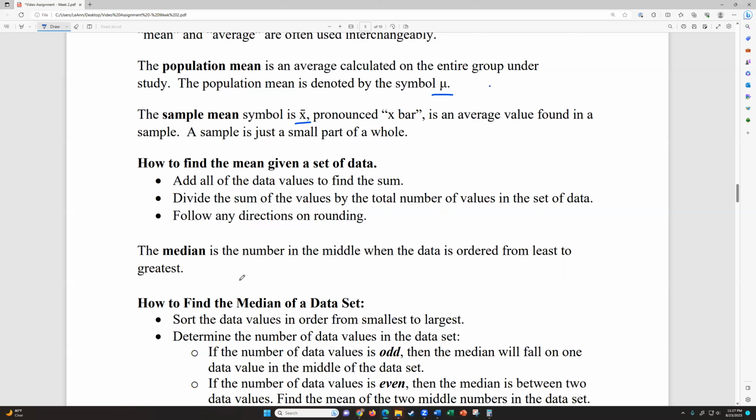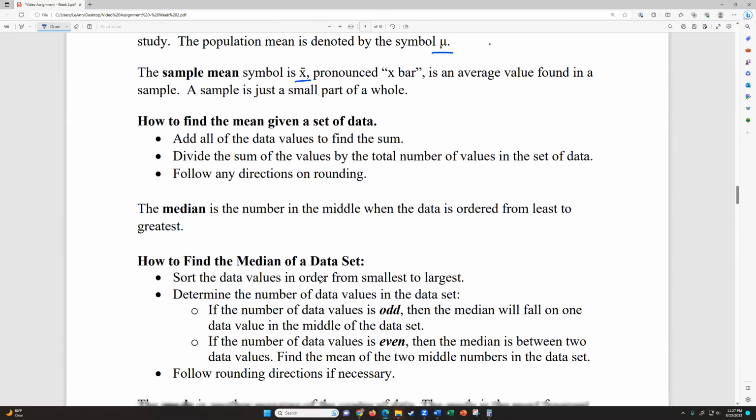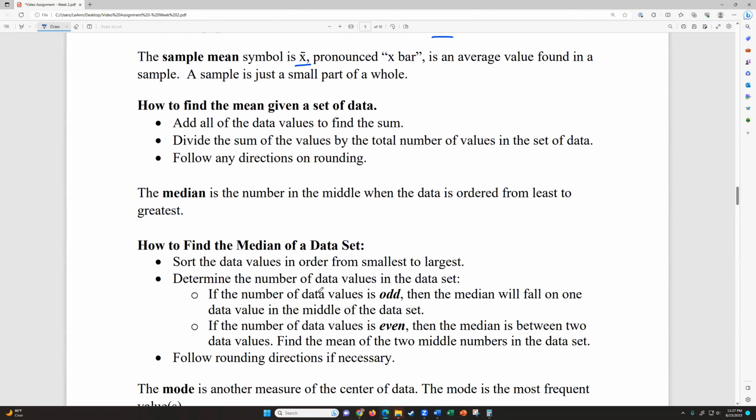Now, the second measure of central tendency that we talk about is called the median. The median is the number in the middle when your data is ordered from least to greatest. Now, this in-the-middle part can get a little tricky. If you have an odd set of data, which means you have, say, 7 or 9 items, an odd number of items, then there is exactly one number in the middle. But if you have an even set of data, there are actually 2 numbers in the middle. So we have a special set of rules for those situations.